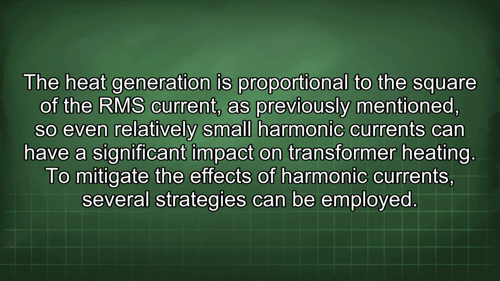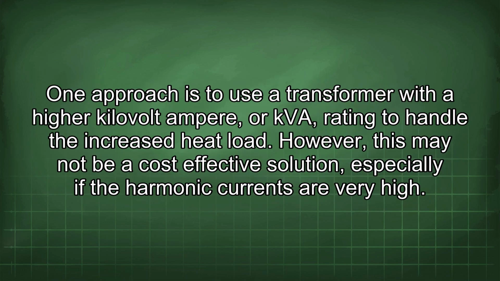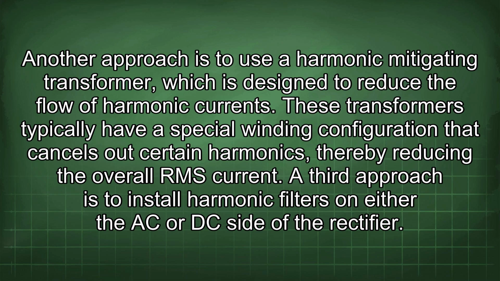To mitigate the effects of harmonic currents, several strategies can be employed. One approach is to use a transformer with a high kilovolt ampere, or kVA, rating to handle the increased heat load. However, this may not be a cost-effective solution, especially if the harmonic currents are very high. Another approach is to use a harmonic mitigating transformer, which is designed to reduce the flow of harmonic currents. These transformers typically have a special winding configuration that cancels out certain harmonics, thereby reducing the overall RMS current.